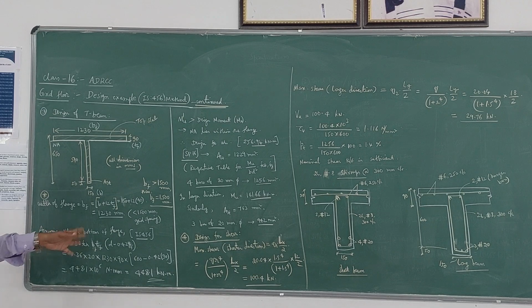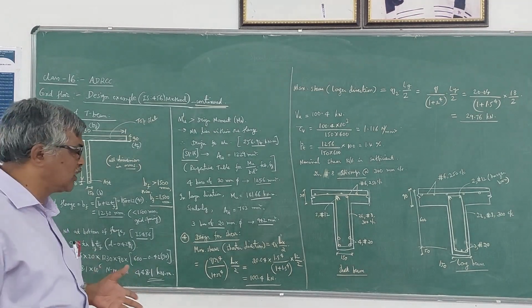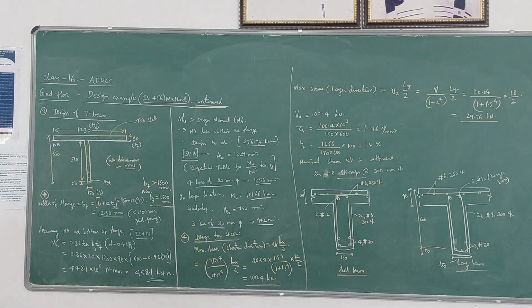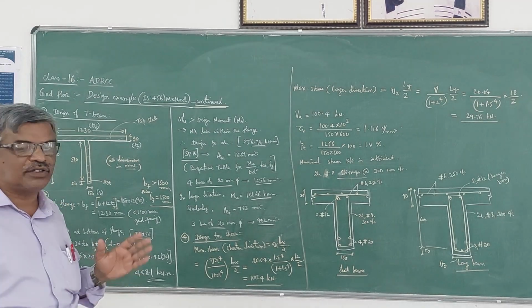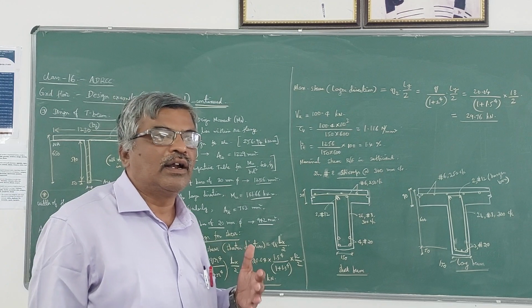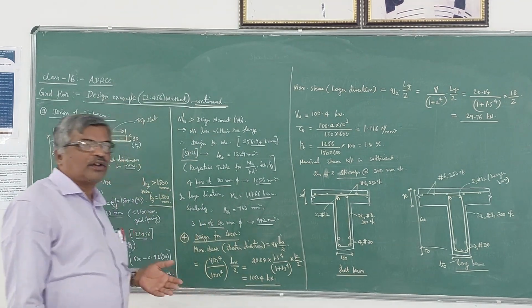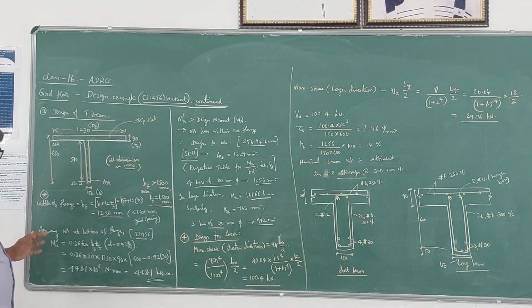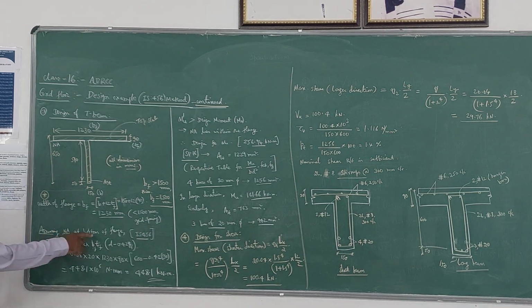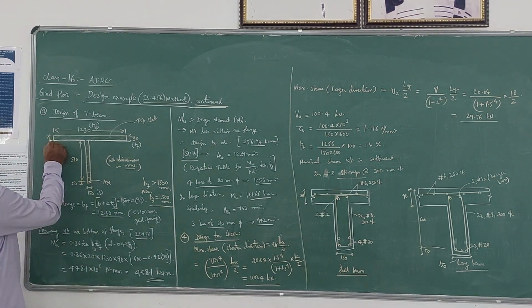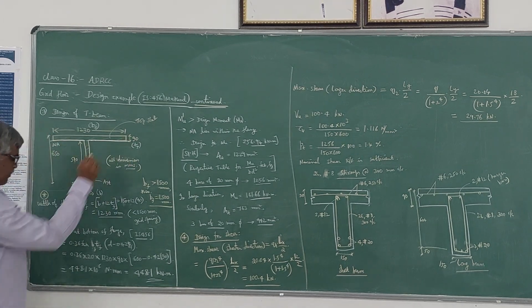Then now we have to design the T-beam section. For that, we don't know where the neutral axis lies in the T-beam section. This design is similar to your design of T-beam in RCC, which you have studied in your BE course. So initially we will assume that the neutral axis lies at the bottom of the flange, that means at this level.